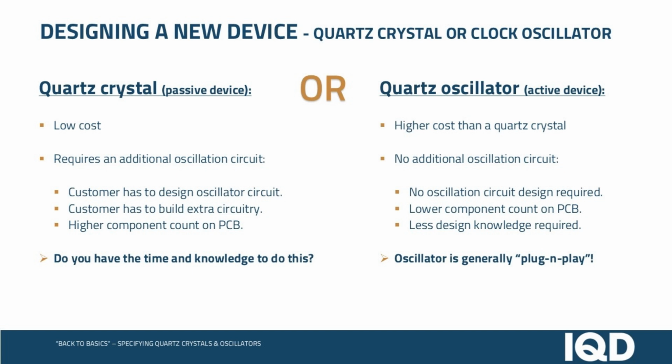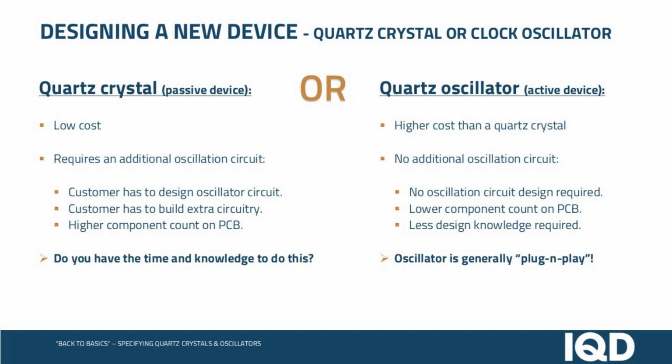For a crystal, you as the customer have to design the oscillator circuit. You as the customer also have to build extra circuitry, and the component count on the PCB is generally higher. However, for an oscillator, there's no circuit design required, it's a lower component count, and less design knowledge is required. So for a crystal, it's a cost offset between that and design knowledge. For a crystal, do you have the time and knowledge to do this? Whereas generally an oscillator is plug and play. Only you as the designer can make that choice. It depends what's critical in your application.